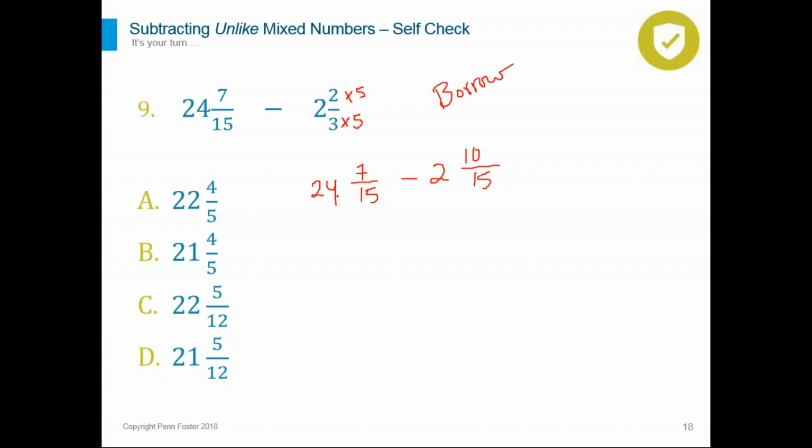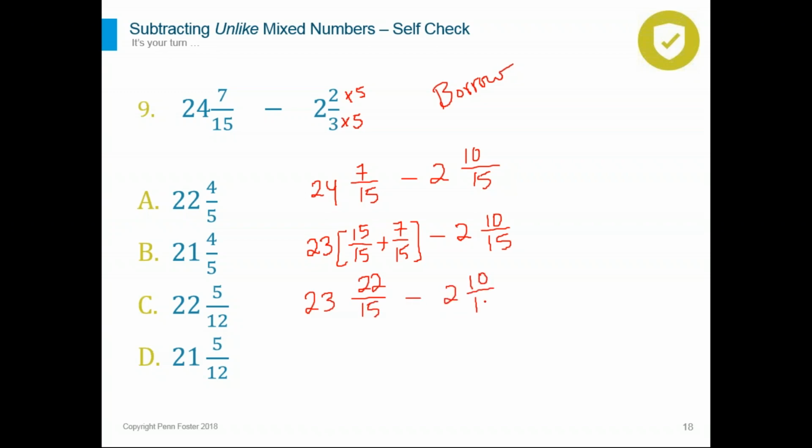How can I borrow? Borrow 1 from 24. 24 will go down to a 23. That 1 I have borrowed is going to be 15 over 15 plus the original fraction 7 over 15. And then still I have to subtract minus 2 and 10 over 15. Combine the two fractions for the 23. So 23, and then apply the rules for addition. 15 and 7 is 22 on the top, and 15 will stay, minus 2 and 10 over 15.